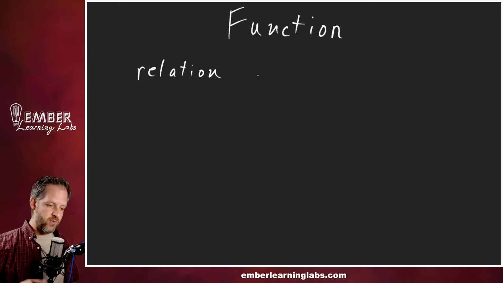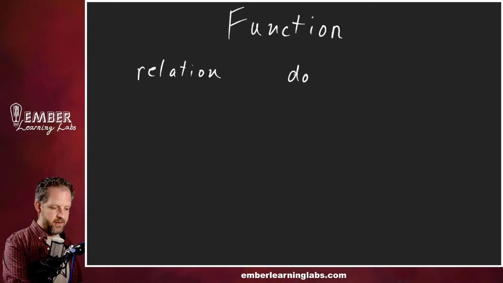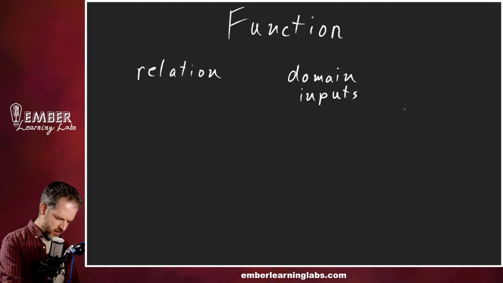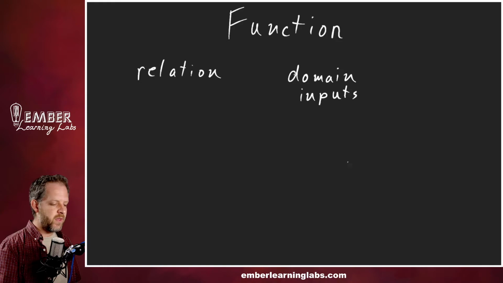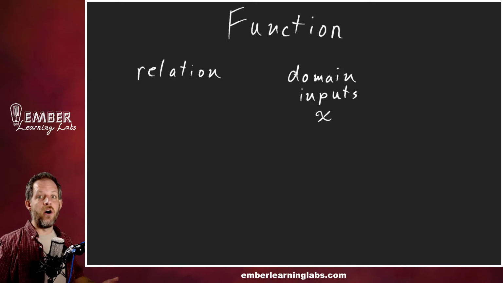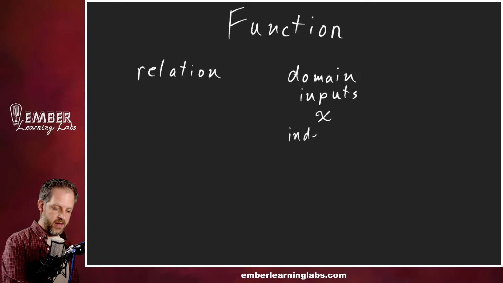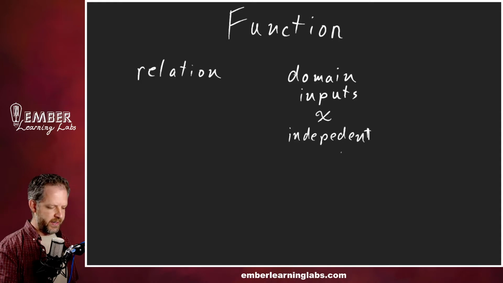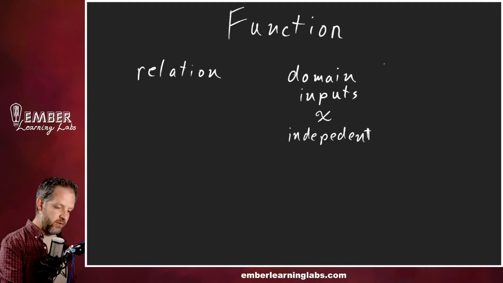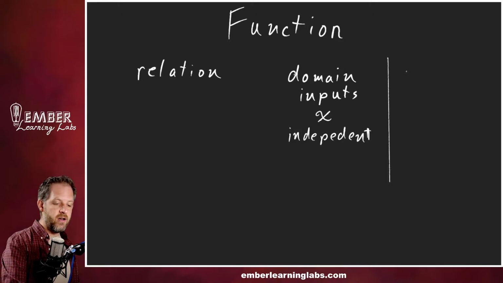So a function is a relation where for every member of the domain, what is the domain? Well, the domain is possible inputs into the function. I'm going to need to decrease my pen size a little bit. Domain is possible inputs into the function. It also is traditionally associated with the x variable. It is also the set of all independent values. Not independent. I don't know why I always want to put an A right there. Independent values. So a function is a relation where for every member of the domain, there is one and only one member of the range.